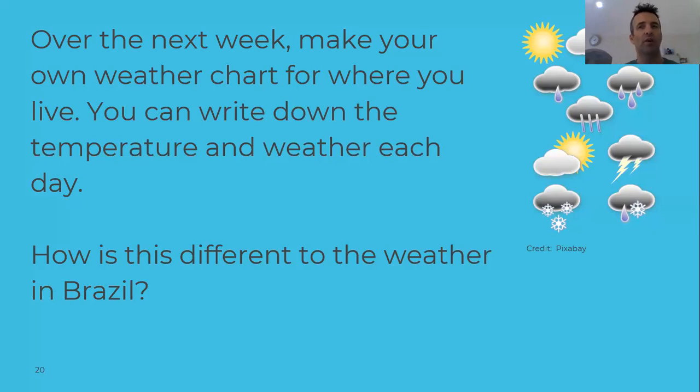And also, what is the weather like? So is it raining? Is it sunny? Is it cold? Is it cloudy? Maybe it's even snowing. So can you go through one whole week and write down the weather and the temperature each day where you live? And then I want you to think about how that is similar or different to the weather in Brazil. So that's my challenge for you to take away from our lesson today.